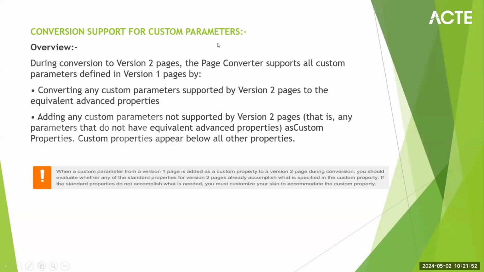Conversion support for custom parameters, like converting from version 1 to version 2. Suppose you have created a manuscript in version 1. Now the customer wants that particular product to be updated with some more extra features, but not in the current version. He wants it in the next version.